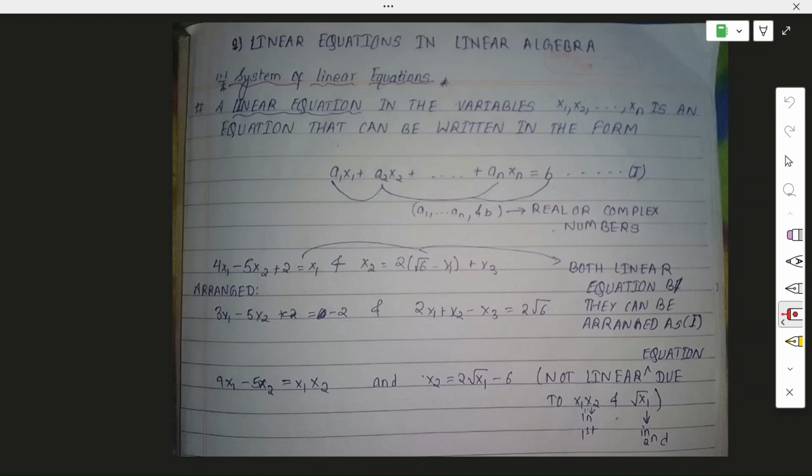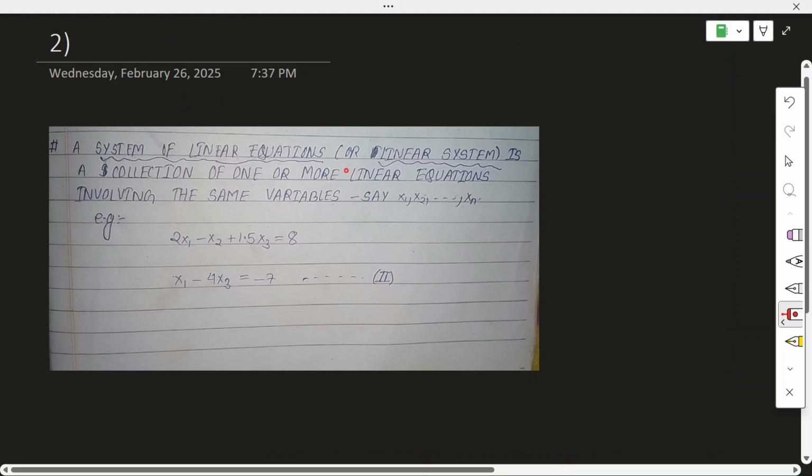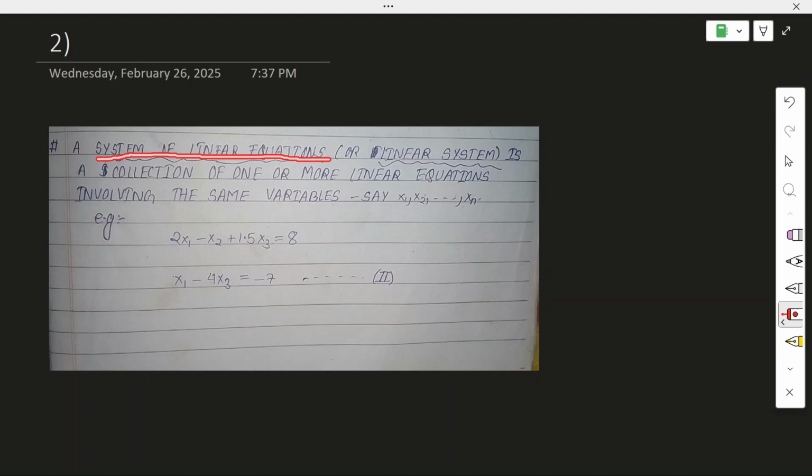So we have discussed two sets. One was of linear equations, one was not. Now we will move on to the second topic, a system of linear equations. What is a system of linear equations, or linear system? It is a collection of one or more linear equations.